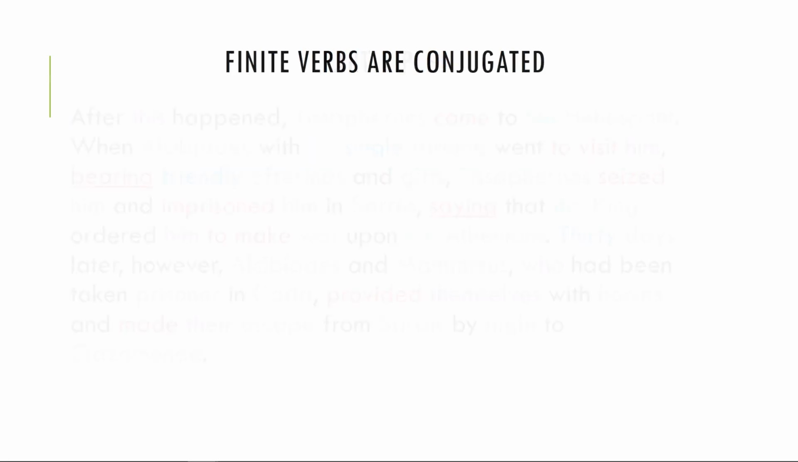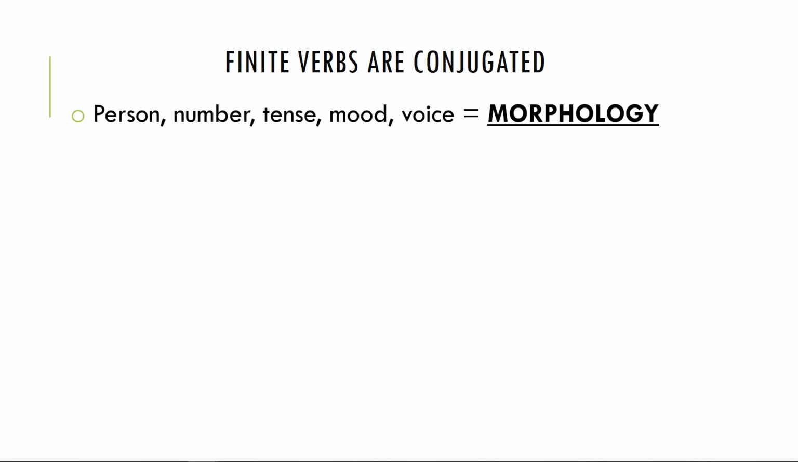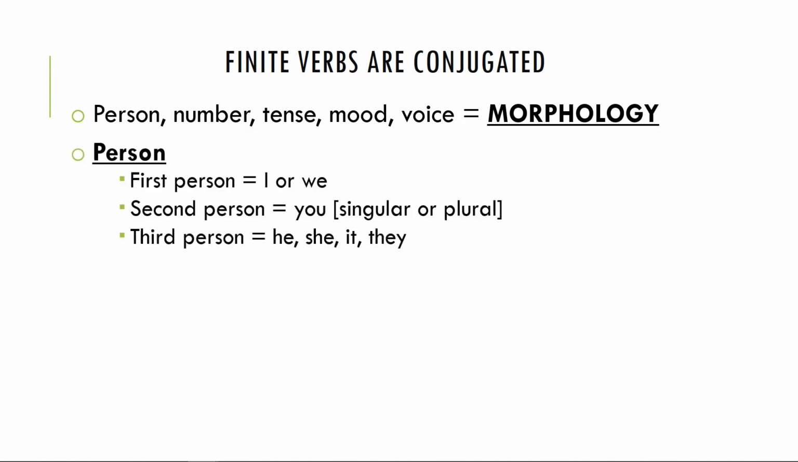Right now, we want to conjugate on finite verbs, and finite verbs are conjugated. They have a morphology that is described using person, number, tense, mood, and voice. So we're going to go through what person, number, tense, mood, and voice all mean. Person is how many people are involved in the verb. Is it and who? If I'm talking about me or my group, I or we, right? That's the first person. If it's the second person, it's you, whether singular or plural. And then the third person is anybody else. He, she, it, they.